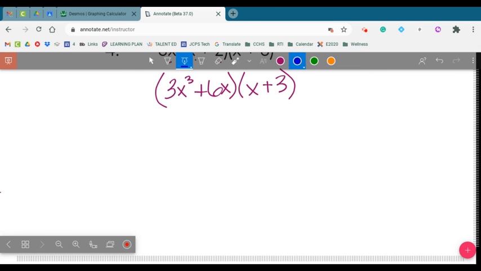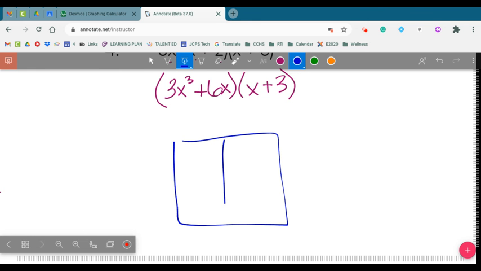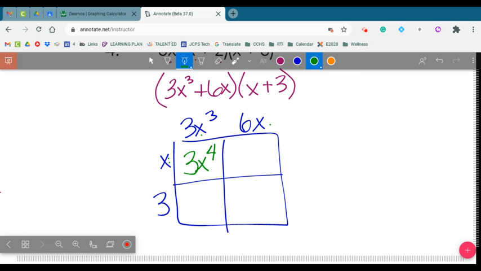So then we have our 2 sets of parentheses, so we create our box. So we have 3x to the third, 6x, x, and a positive 3. So x times 3x cubed is going to give you 3x to the fourth. 6x times x is going to give you 6x squared. X cubed times 3 is going to give me 9x cubed, and then 6x times 3 is going to give me 18x.